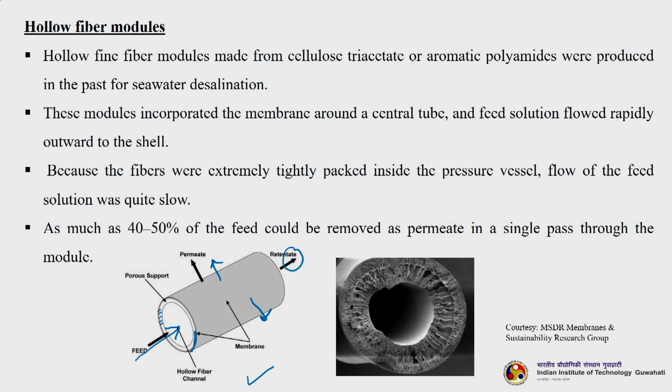Because the fibers were extremely tightly packed inside the pressure vessel, flow of the feed solution is quite slow. As much as 40 to 50% of the feed could be removed as permeate in a single pass through the module. Now, as I was showing you this particular structure, actually this one porous support along with a membrane.